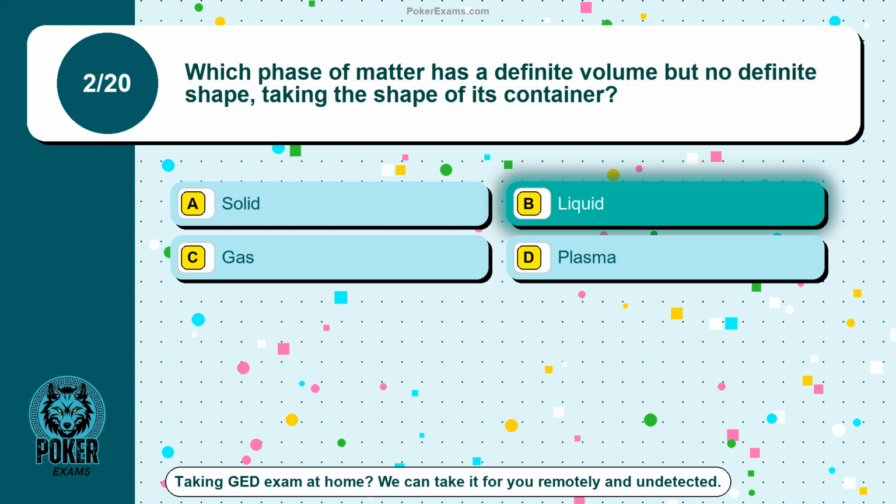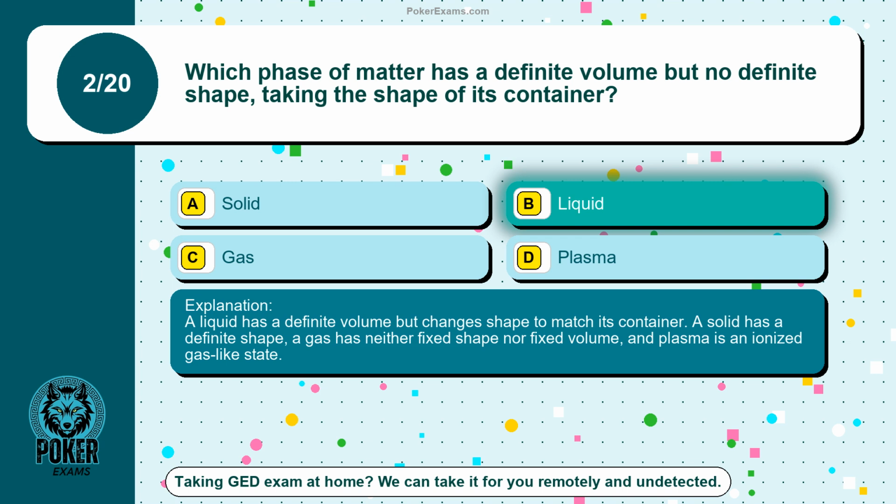The correct answer is option B. Liquid. A liquid has a definite volume but changes shape to match its container. A solid has a definite shape, a gas has neither fixed shape nor fixed volume, and plasma is an ionized gas-like state.